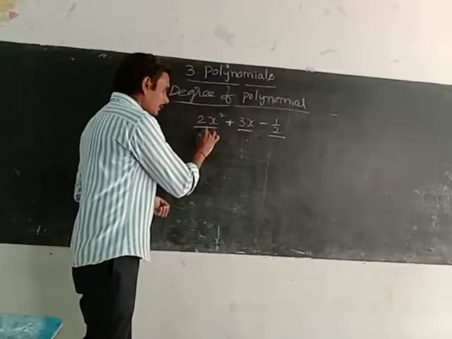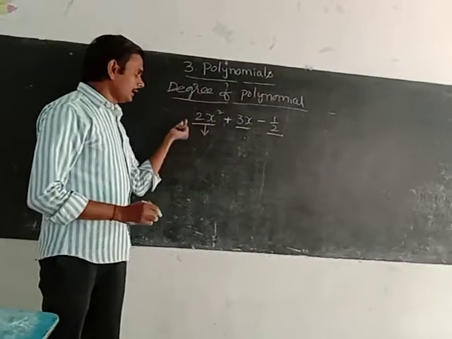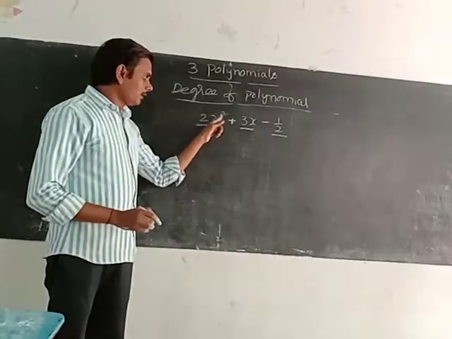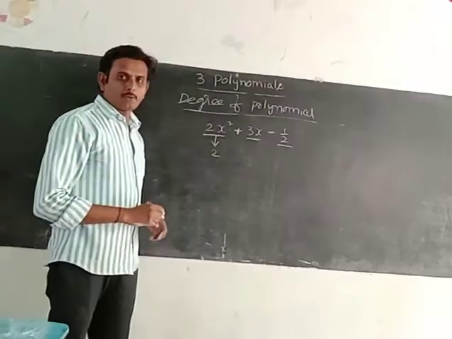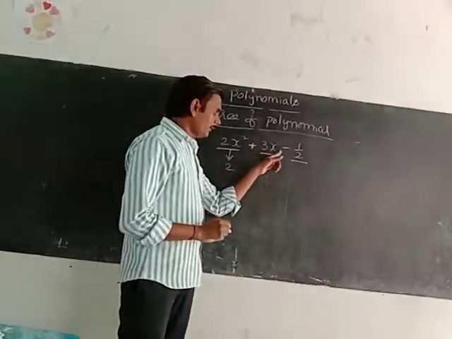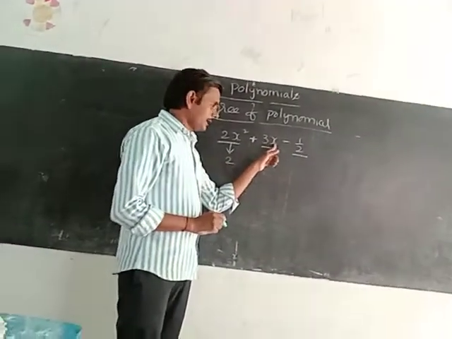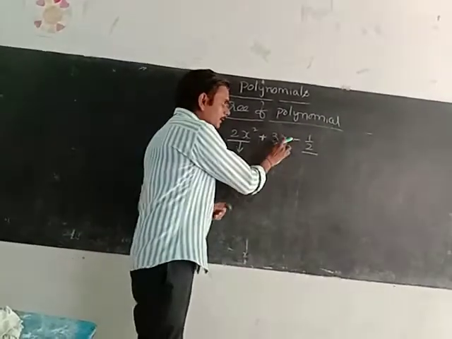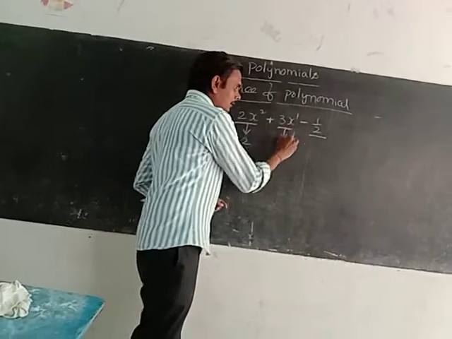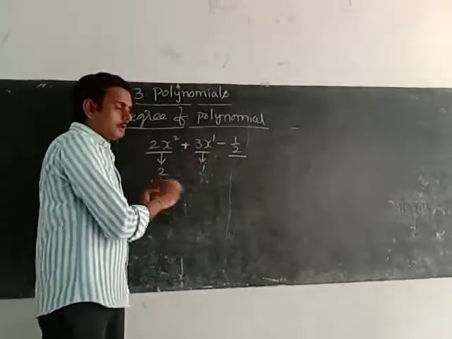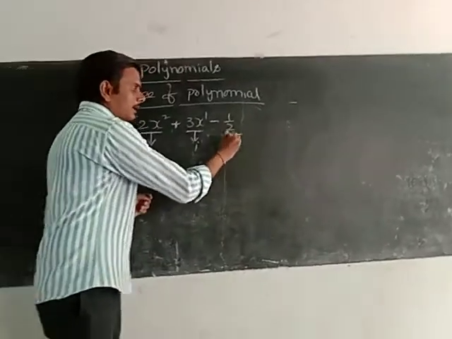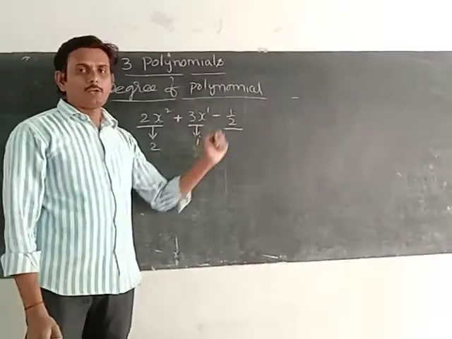Now how many variables are there in this term? In this term, only one variable is there, and that variable's power is 2. How many variables are there in the second term? 3x, power 1. That means the degree is 1. This degree is 2. This degree is 1. Now the 1 by 2: is any variable beside it?